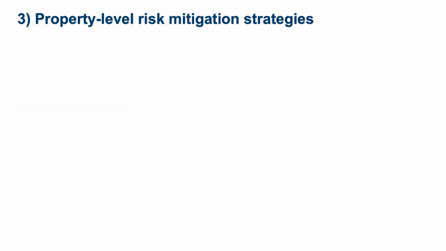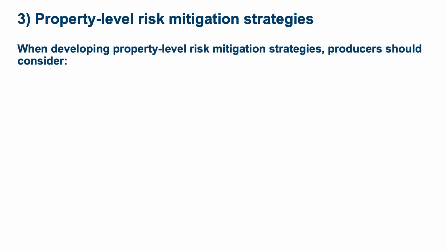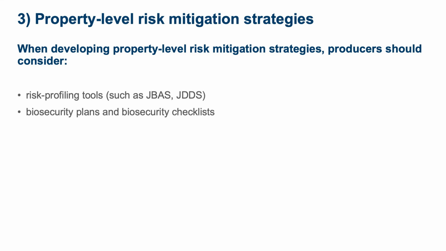The final step for biosecurity planning is considering property level risk mitigation strategies. Producers should consider for their property using tools such as JBAS and Dairy Assurance Score to validate their status. Developing and maintaining a biosecurity plan, ideally a veterinary approved plan, as well as biosecurity checklists, will help you identify and manage risks to your business from JD.